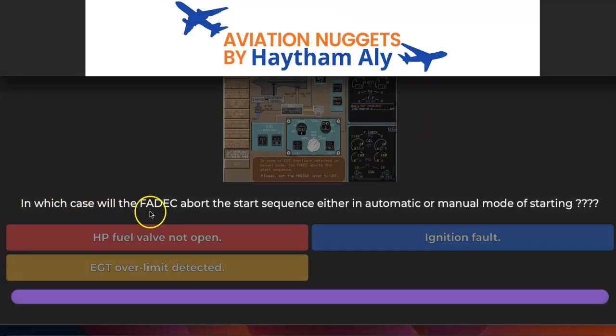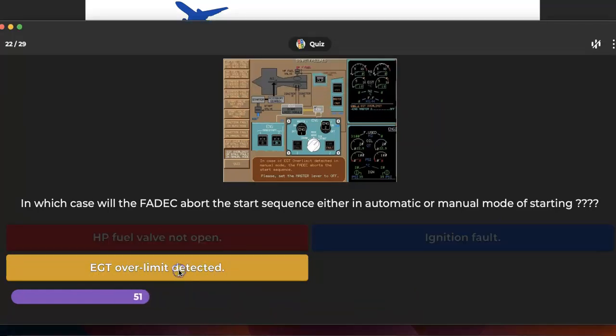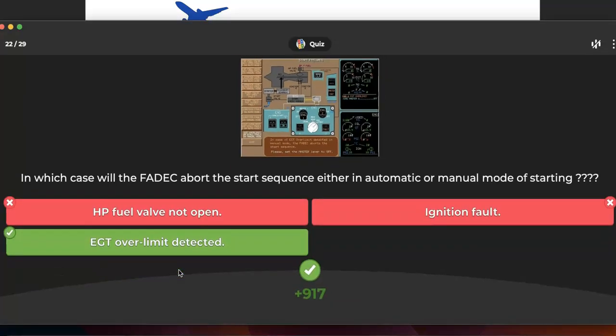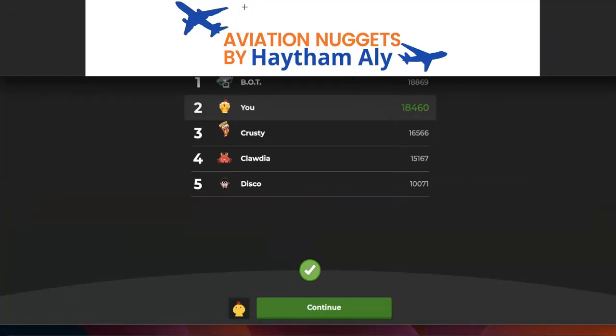In which case will the FADEC abort the start sequence, either in automatic or manual mode of starting? High pressure fuel valve not open, ignition fault, or EGT over limit? EGT over limit. In this case, if we attempt a manual or automatic start, the ECU will abort the starting sequence.